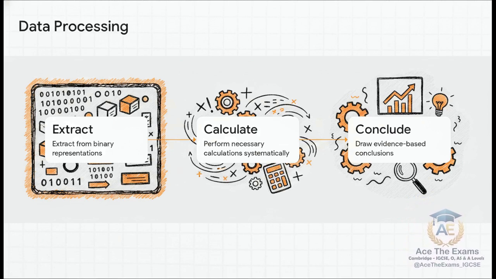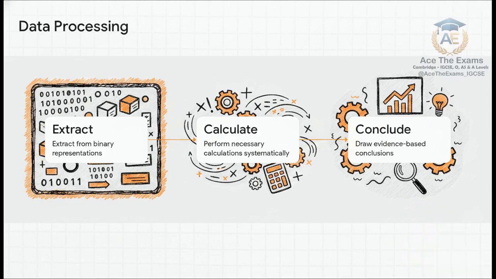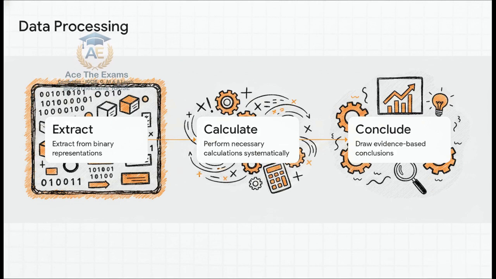Your methodology needs to be razor sharp. First, you extract the relevant data from the binary representations or the dataset they've given you. Don't look at everything, just the core trend. Second, you perform the required calculations systematically, show every single step. And third, you draw evidence-based conclusions from that math. If you can integrate this data interpretation seamlessly into your pseudocode, you are proving incredible analytical depth.